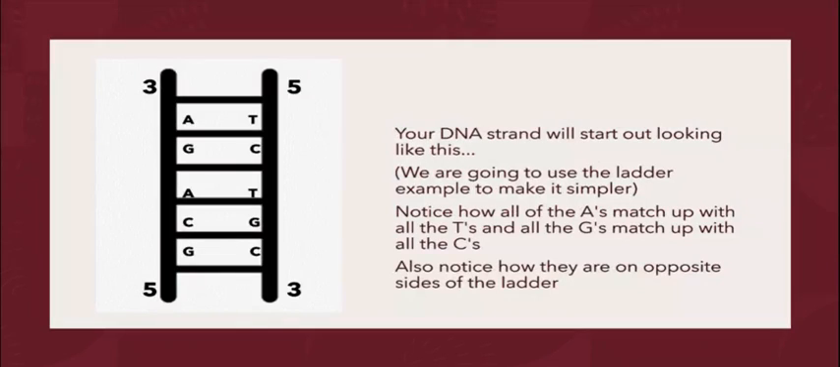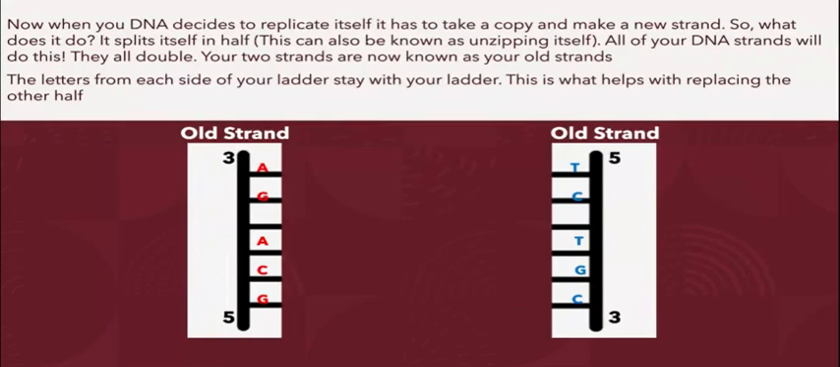So now let's get into the physical form of the DNA strands. Your DNA strand will start out looking like this. Once again, we're going to use the ladder. Notice how all the A's match up with all the T's. Across from the ladder in the first rung, it's A and T, and then it goes G and C and all the way down, but they match up with their complementary base pairing. Also notice how they are on opposite sides of the ladder. This is very important.